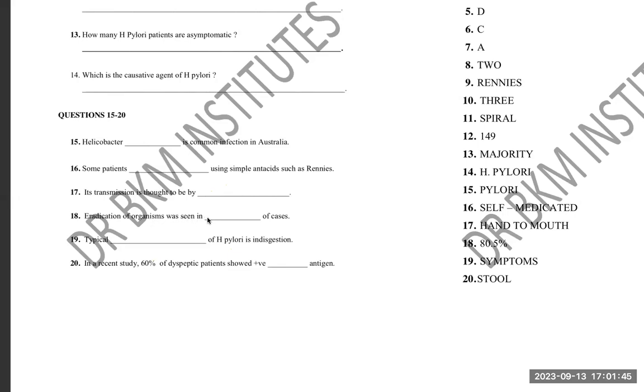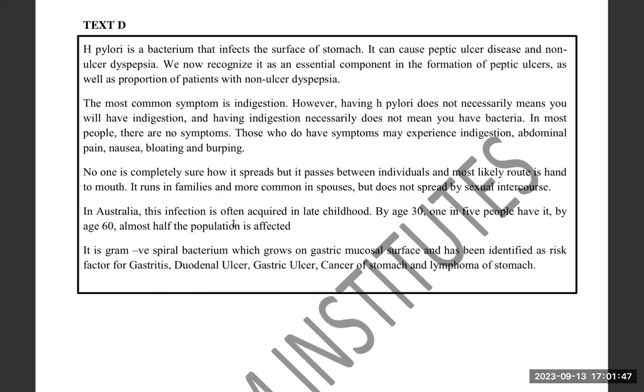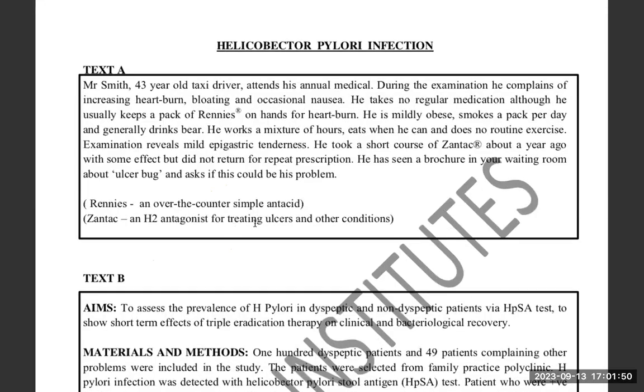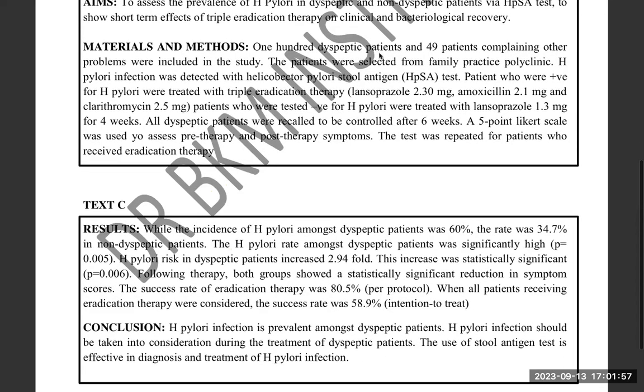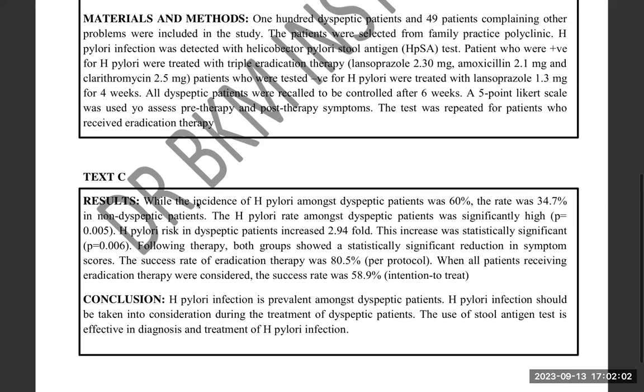Eradication of organisms was seen in dash number of cases. Eradication is like removal. Eradication therapy was here. So in the conclusion, the test was repeated for the patients who received eradication therapy. So in the results should be this. While the incidence among dyspeptic patients was 60%, the rate was 34.7. The H. pylori rate among dyspeptic patients was significantly high. The increase was statistically different. Following therapy, both groups showed this. When all the patients were considered, the success rate was 58.9%.